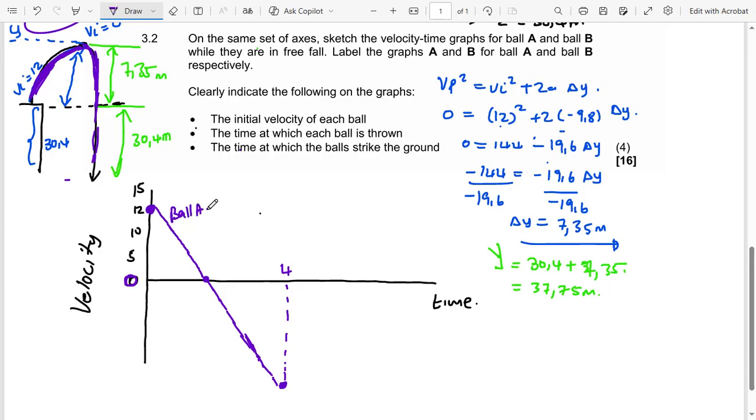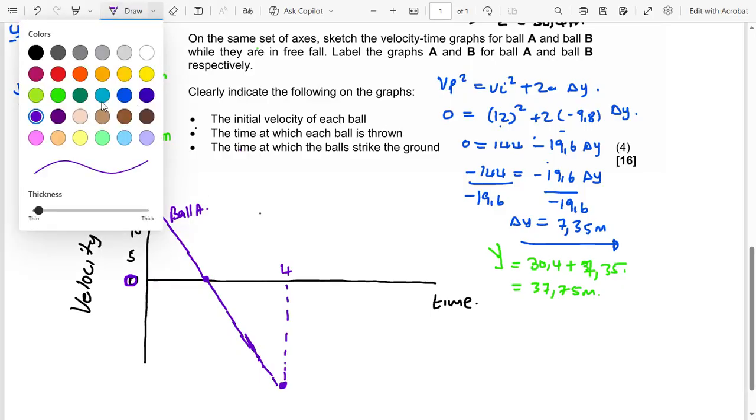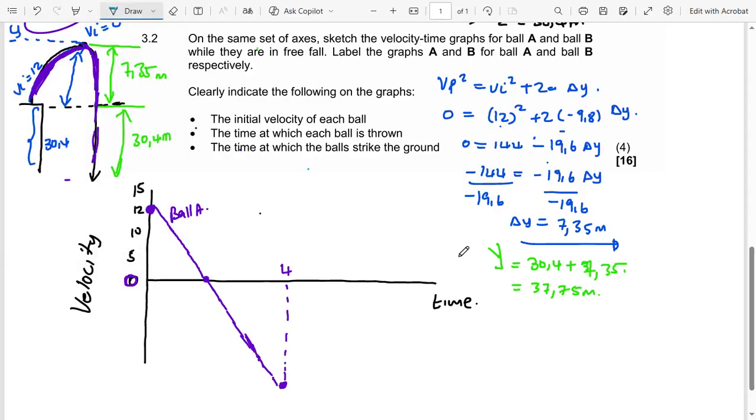Right. So one thing that I realized is that when I look at this, both balls are in free fall. Since both of them are in free fall the entire motion, this tells you that there will be parallel lines with the same gradient. Right? So now to draw for ball B, where is ball B starting?